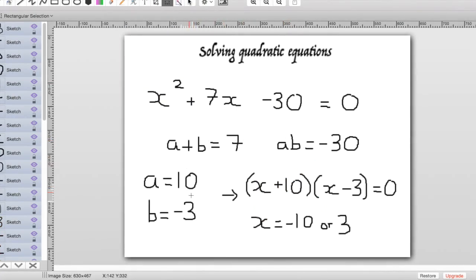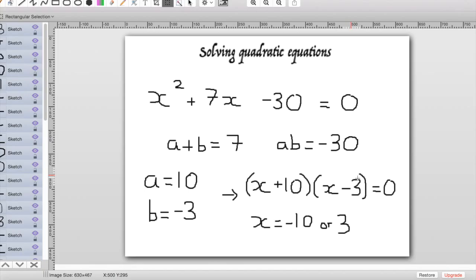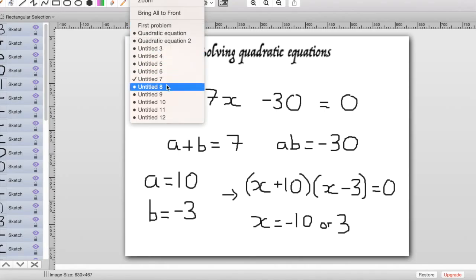We put all this back together, and we have our a and b values here, we have our x plus a, x plus b format here. Solve for this, x plus 10 equals 0, so x equals minus 10, or x minus 3 equals 0, so x equals 3. I'll do a couple more examples, so hopefully this really settles in and starts to become second nature.